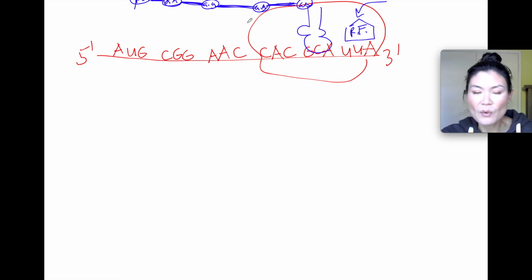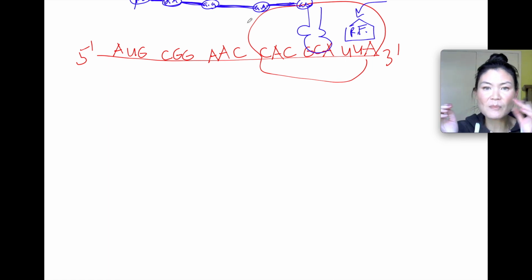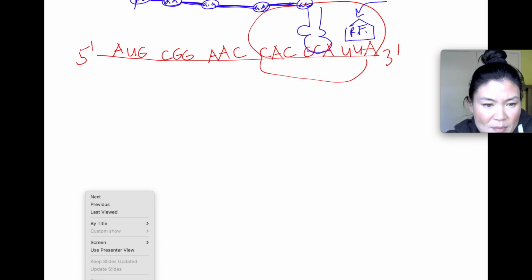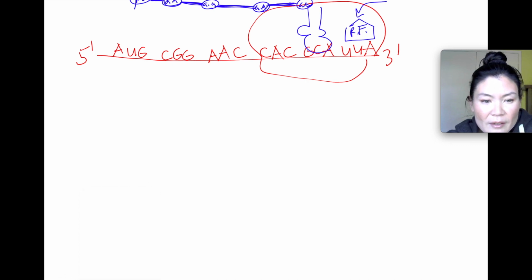You have a ribosome. You have the mRNA in between the large and small subunits of the ribosome. And then you have the E, P, and A sites of the ribosome where the tRNAs are bringing the amino acids to the ribosome. Okay? So that's initiation, elongation, and termination. Those are the 3 steps of translation. Okay?